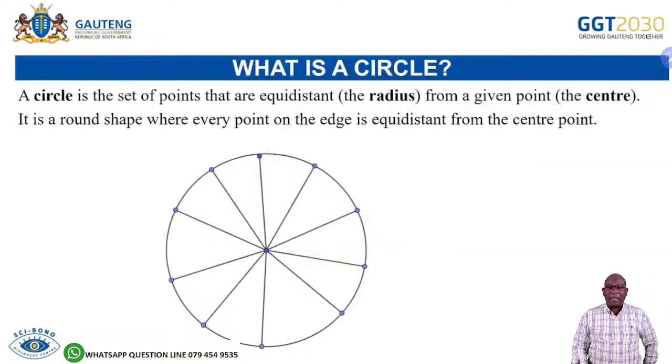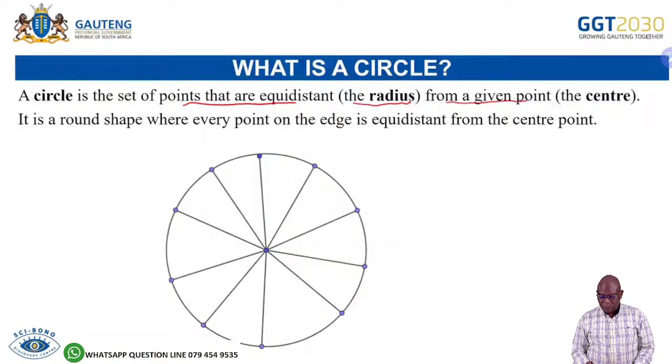What is that circle that we're going to be talking about? It is a set of points that are equidistant from the given point at the center. It is a round shape where every point on the edge is equidistant from the center point.